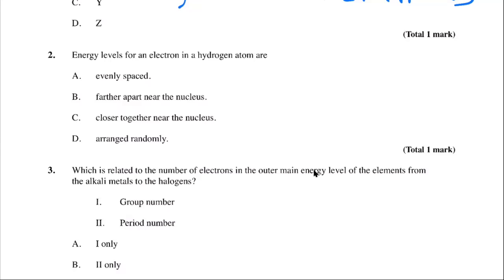Were the energy levels all evenly spaced apart? Were they closer together or farther apart near the nucleus? I can tell you right now, D should be eliminated. It's never random, okay? So it's got to be A, B, or C. So thinking back to what they looked like on Monday, what do you guys think that this one would be?